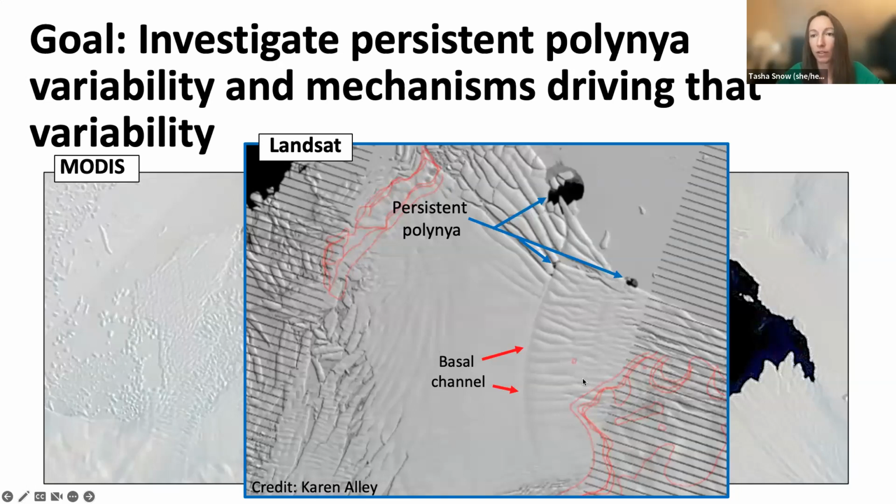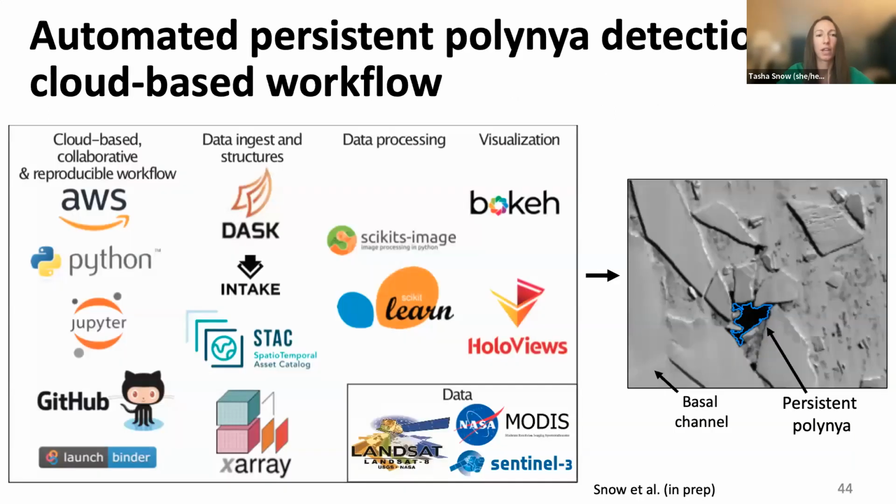So with Landsat, you can see it's a lot easier to capture these. The polynya is generally only about 1 kilometer across, so it's a very small feature. We're used to looking at polynyas that are tens of kilometers across. And so these are tiny features that we really need Landsat to be able to study. So we're really wanting to investigate how the variability in these relates to mechanisms that are occurring beneath the ice.